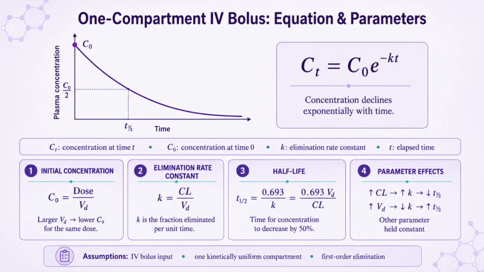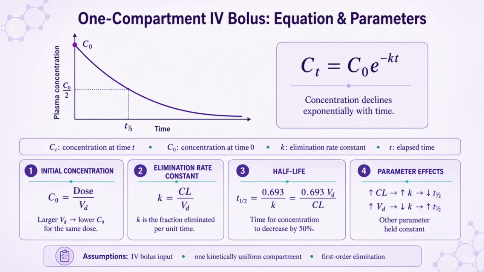C0 equals dose divided by Vd. For the same dose, a larger apparent distribution volume produces a lower initial plasma concentration because the drug appears to be distributed through a larger volume. The elimination rate constant is related to clearance and distribution volume. K equals clearance divided by Vd.